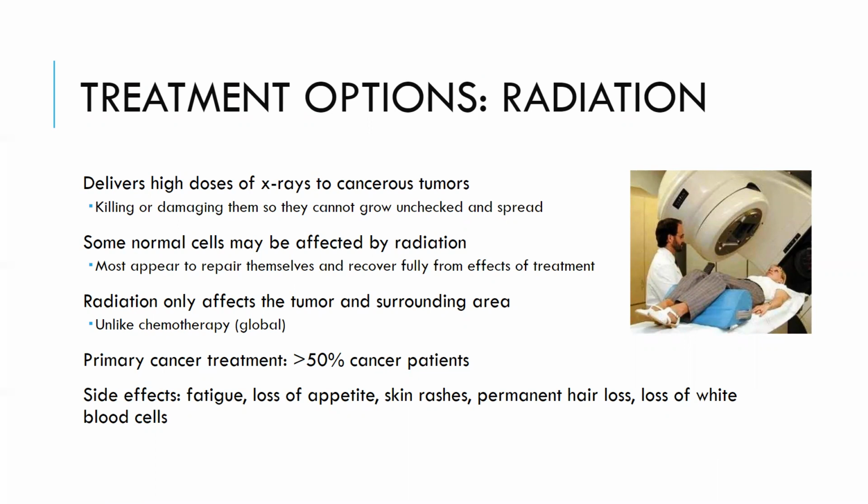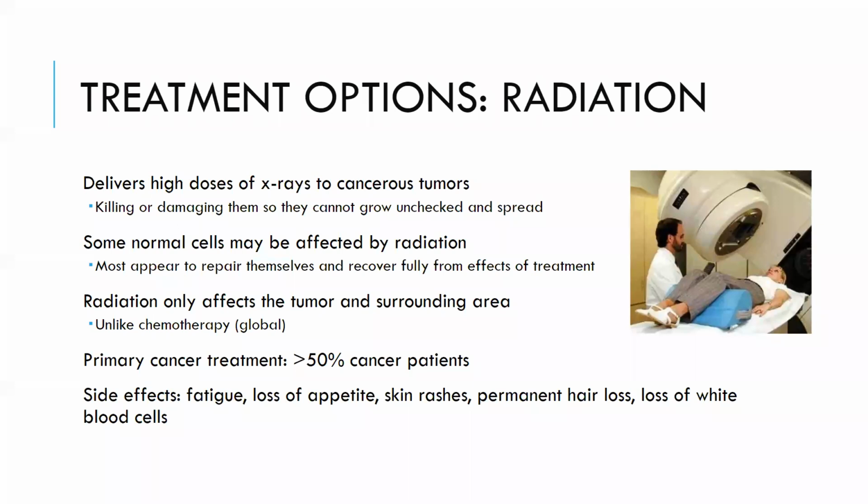But it is this damage to healthy cells that, for instance, can cause hair loss. It's because those healthy hair follicles are being damaged by the radiation process. Radiation only impacts the tumor and the surrounding area. This is different than chemotherapy, which has more of a global effect. This is the primary cancer treatment that's pursued by more than 50% of cancer patients. This typically ends up either setting up surgery or being a follow-up to surgery.